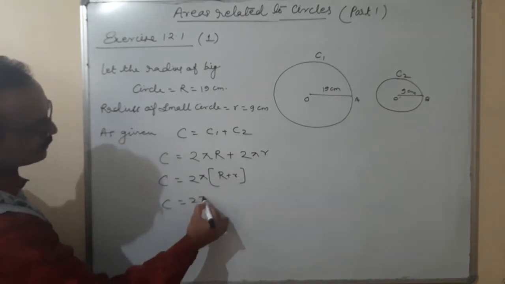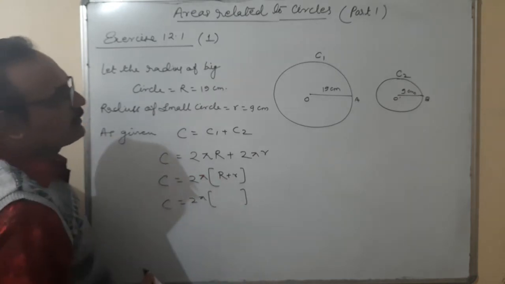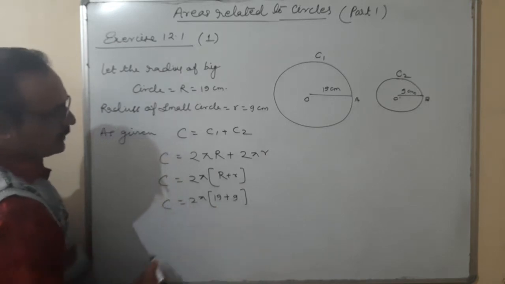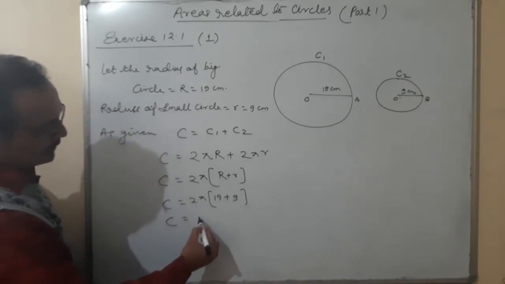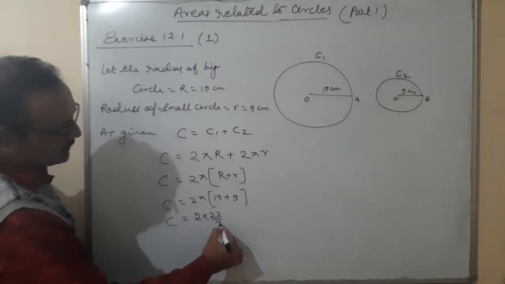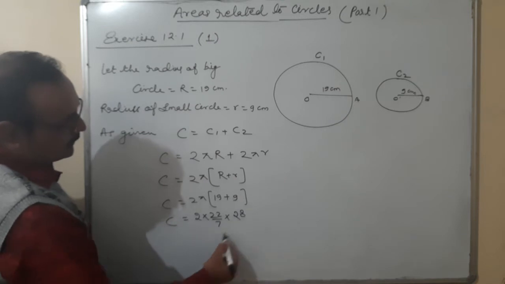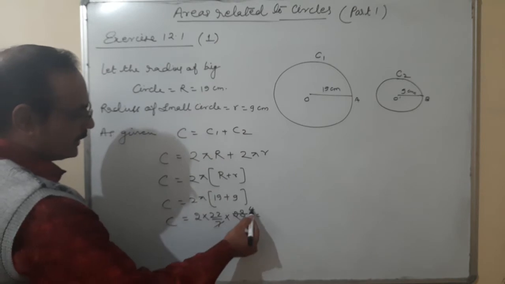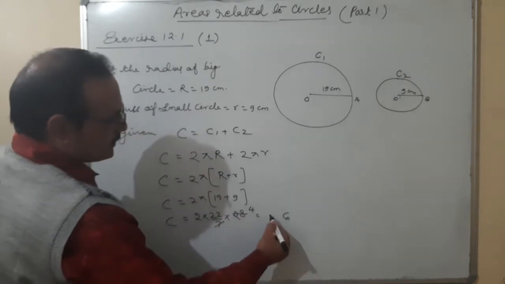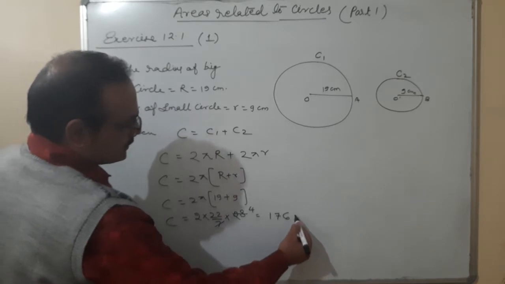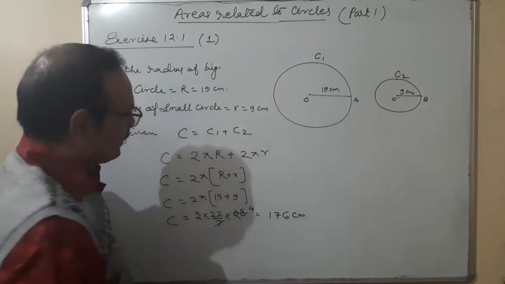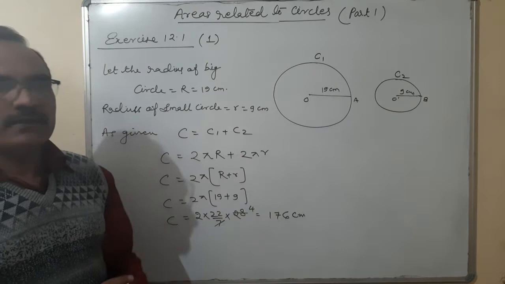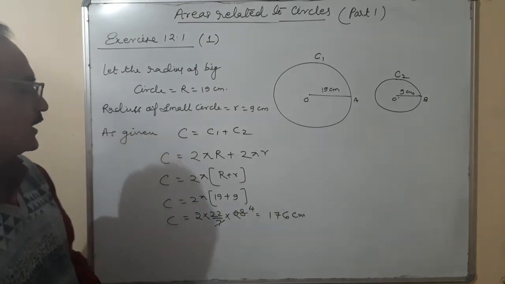Therefore C is equal to 2 pi, radius 19 plus 9, which is 28. C is equal to 2 multiplied by 22 upon 7 multiplied by 28. 7 fours are 28, 22 fours are 88, 88 twos are 176. So the circumference is 176 centimeter. Is that clear?